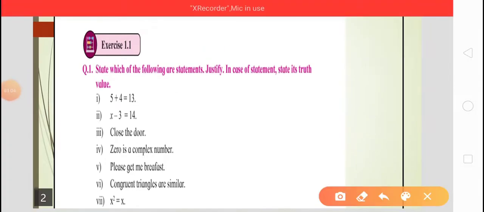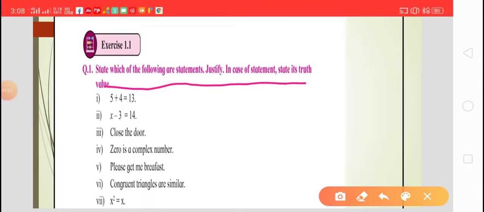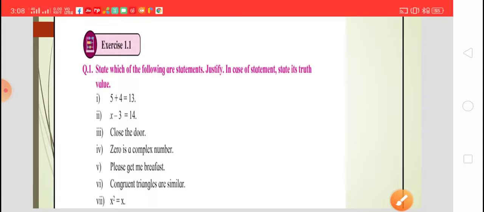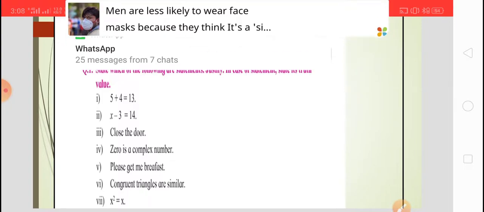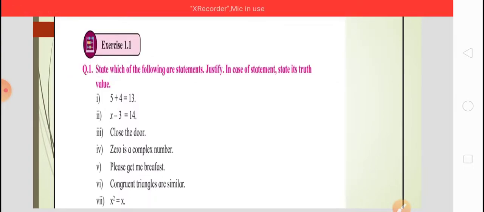Question number one. State which of the following are statements. Justify. In case of a statement, state its truth value. Friends, I told you in the last lecture how to detect whether a given sentence is a statement or not. The trick is just to ask your mind whether it is true or false. If your mind gives a perfect answer, either true or false, then that sentence is a statement.